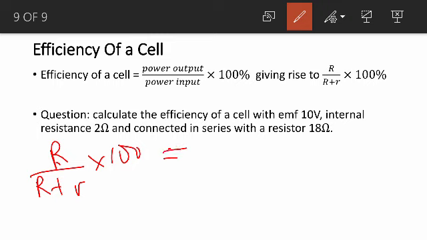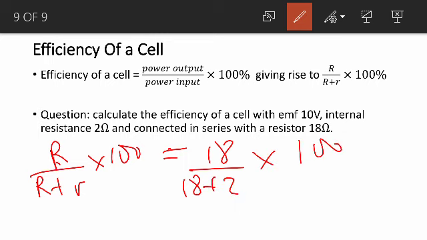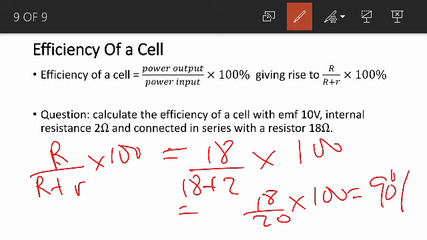So my load resistance is 18 all over 18 plus 2 times 100, okay? So that gives us 18 over 20 times 100, okay? And the answer here is 90%.